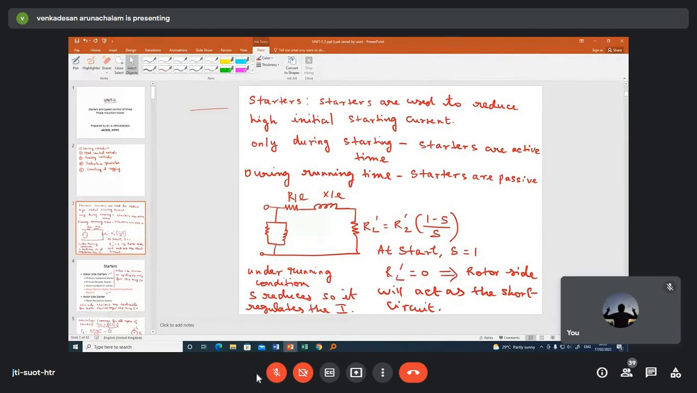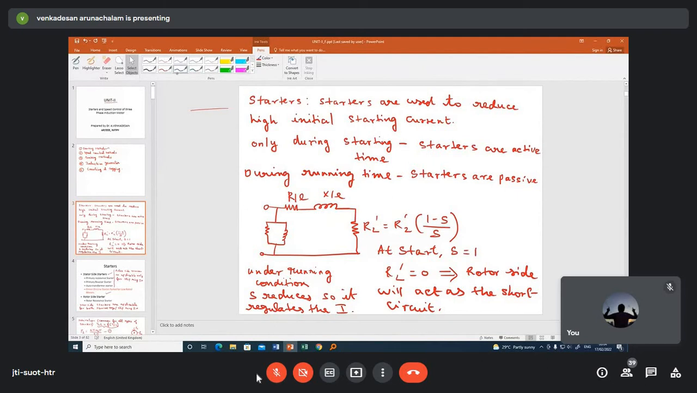Take the equivalent circuit referred to the stator. This is the equivalent circuit I have shown here. You have R1, X1, R2', everything is there. Now, during the starting time, what is the value of slip? The value of slip is 1. You substitute the value of slip in the load resistance. So the load resistance becomes 0. If the resistance is 0, the rotor side will act as a short circuit. So the induction machine acts like a short circuit machine. Under short circuit condition, the motor draws a very, very large amount of current from the source. That will damage the induction motor winding.